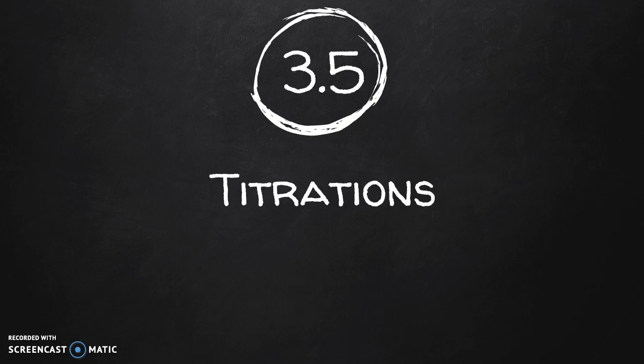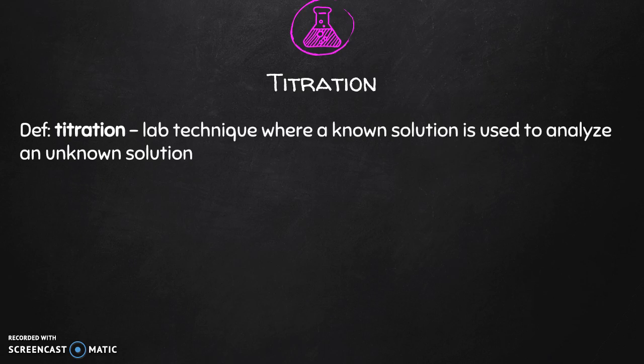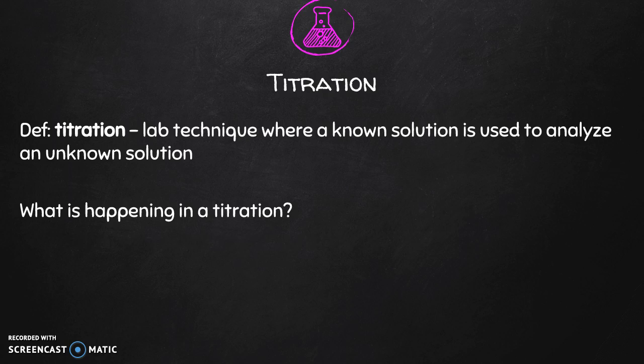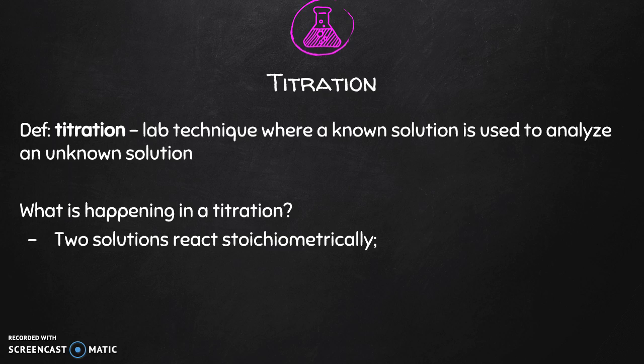The last set of notes for this unit are on titrations. A titration is a lab technique where a known solution is used to analyze an unknown solution. What's happening in a titration? Two solutions are going to react stoichiometrically. Hopefully, if you do the titration correctly, you can end your titration so that the reactants have reacted in stoichiometric amounts. In other words, no excess is left.